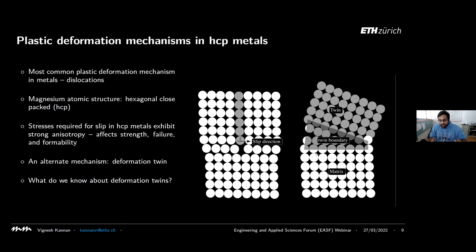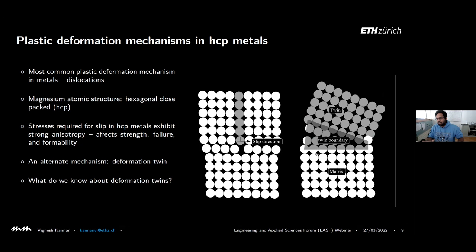You have the kicking in of a different deformation mechanism, and this is called a deformation twin. And we'll be talking about what a deformation twin looks like in the next slide. But the idea basically is that because dislocations are much harder to kick in out of plane, you have another mechanism that is much easier to nucleate, which is called a deformation twin.